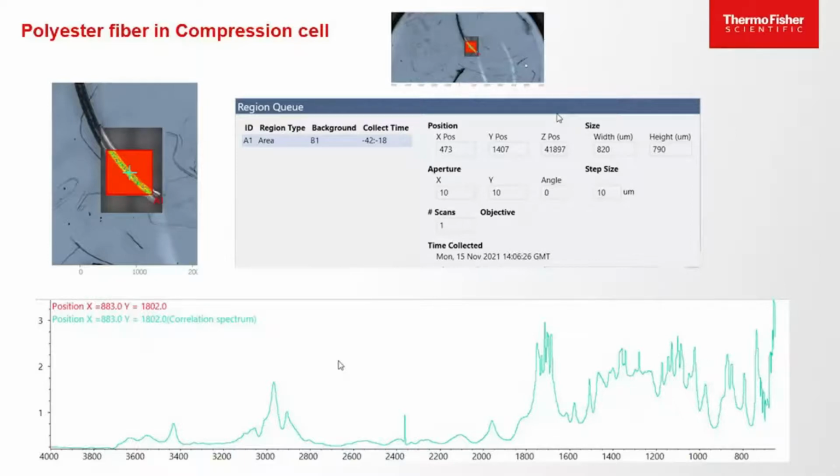This microscope is hot, so if you need high resolution, it's an excellent choice. And in this case, we were looking for the distribution of the polyester and other materials in that fiber, so we needed to do the high resolution. And putting in the compression cell allowed us to push it down to get a sample thin enough to examine.